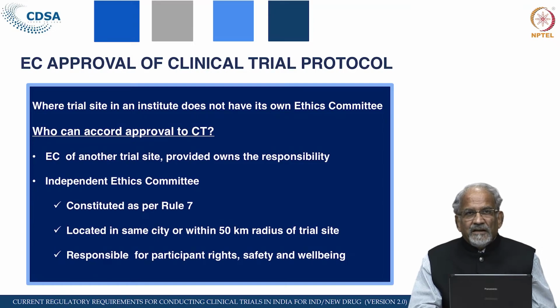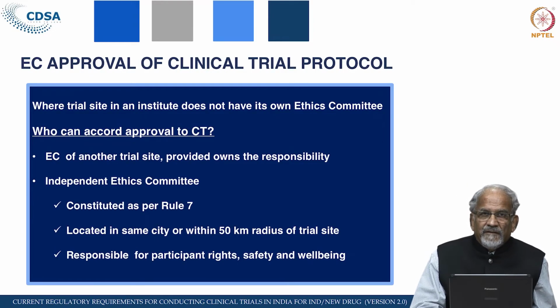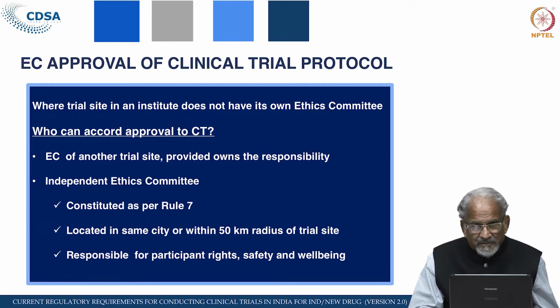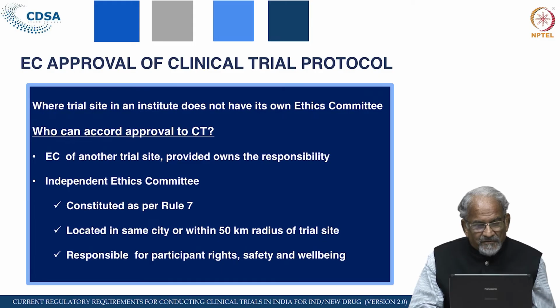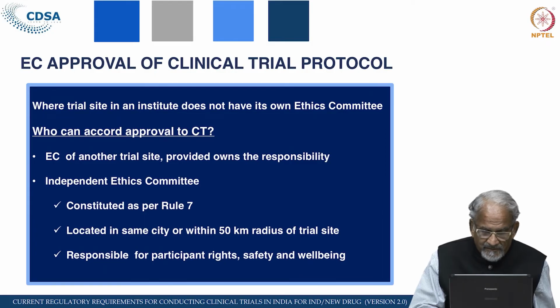Where the trial site is an institute that does not have its own ethics committee, many times the trial site may not have its own ethics committee. The question is, who can accord approval? The ethics committee of another site can approve now, provided it owns the responsibility of safety and any consequences, and it can be done by an independent ethics committee also, provided it is constituted as per rule 7, and as I mentioned earlier, located in the same city within 50 kilometers radius and responsible for safety and well-being.